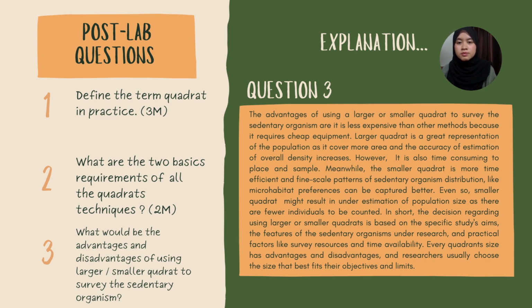Meanwhile, the smaller quadrat is more time efficient and fine-scale patterns of sedentary organism distribution, like microhabitat preference, can be captured better. Even so, a smaller quadrat might result in underestimation of population size as there are fewer individuals to be counted. In short, the decision regarding using larger or smaller quadrats is based on the specific study's aims, the features of the sedentary organisms under research, and practical factors like survey resources and time availability. Every quadrat size has advantages and disadvantages, and researchers usually choose the size that best fits their objectives and limits.